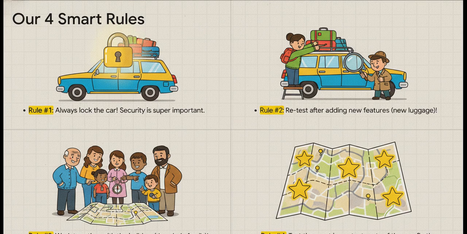Rule 3, plan the trip with the whole family. It's so important to work together with the app builders. And Rule 4, visit the best places first. That means we should always test the most important parts of the app before anything else.